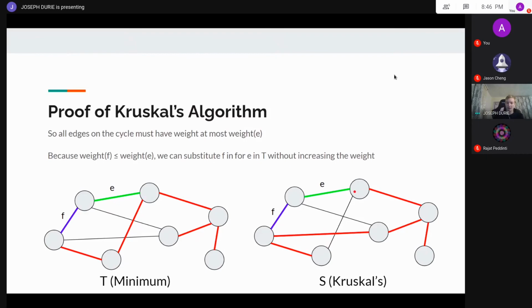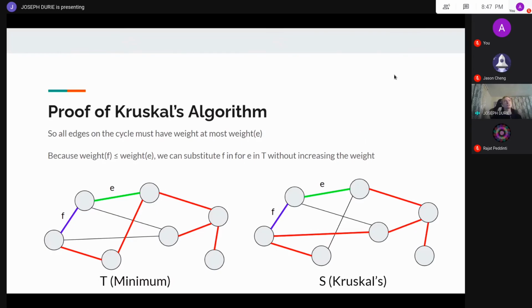Okay. So now we have weight F is less than or equal to weight E, so if we add F and subtract E, we're not increasing the weight of T, right? Because we're adding a negative number to the weight, or a non-positive number. And it's going to have to be exactly 0 because we know this is minimum. But we know we're not increasing the weight.